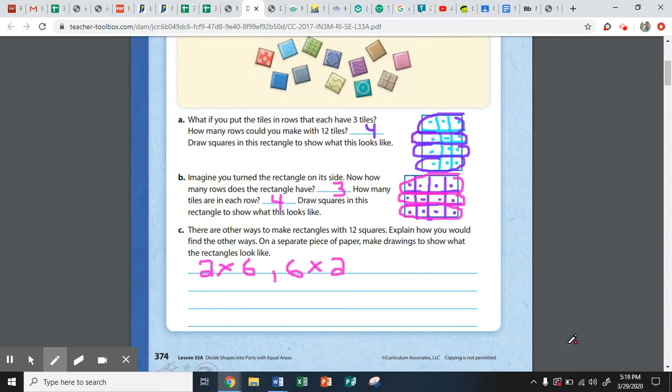Is there another way we could come up with a rectangle? Well, yes. We could actually say 1 row of 12, or 1 times 12, because 1 times 12 is 12. That would be a long, skinny rectangle. And we can flip those factors as well. We can do 12 times 1. So that would be 12 rows and 1 square tile in each row. So there's many different ways we could arrange this design, okay?